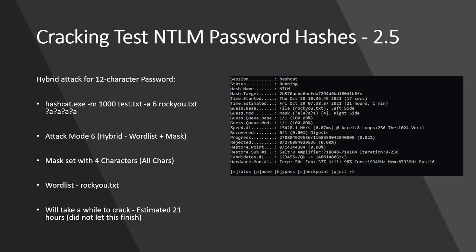So now we'll try a hybrid attack for the 12-character password. The attack mode on this one's going to have to be changed to 6. If you remember, this is word list and a mask. The word list we're going to use is rockyou.txt. This is included in Kali. And the mask is going to be set to 4 characters, same as before, for all characters. Now, this time you run it, we don't get an error, but the estimated time to crack is 21 hours.